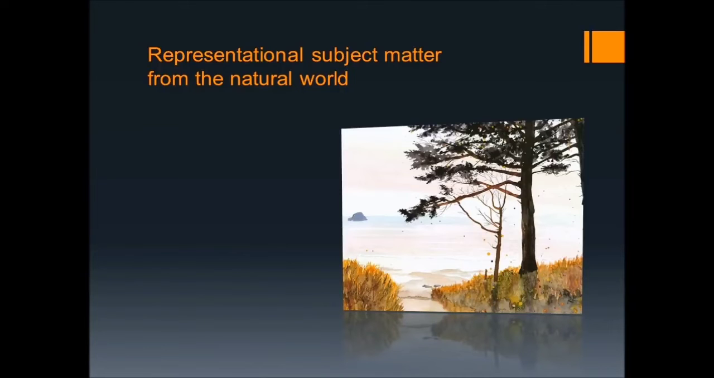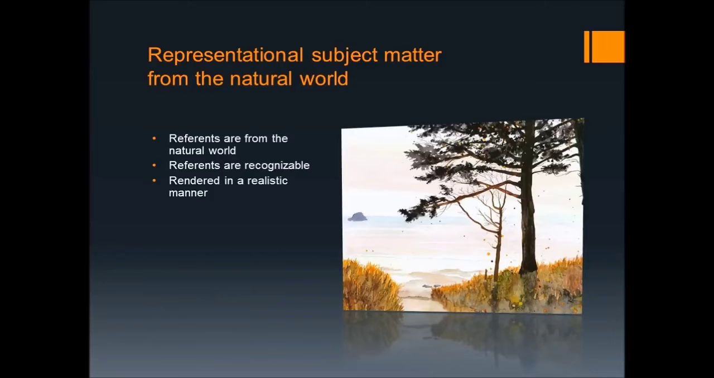In this painting of the Northwest Coast, ask yourself these questions. Is there a referent? If so, is it easily recognizable? Is the referent painted in a realistic manner? Well, the referents are from the natural world, the tree, the grass, the water, and they're painted in a realistic manner, so they're consistent with the way we would expect to see them in the real world. So therefore, the subject matter is representational from the natural world.